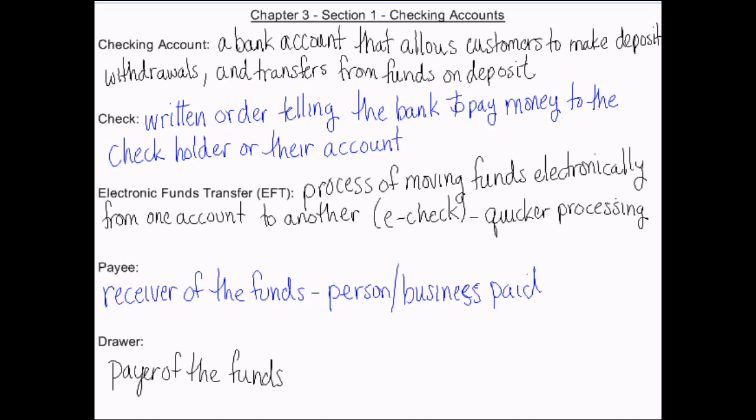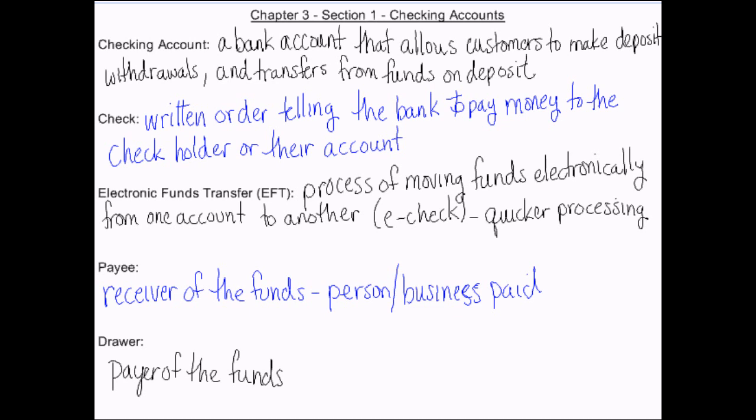Electronic funds transfer is the process of moving funds electronically from one account to another. It's also known as an e-check. This is not the same thing as using your debit card or your ATM card to transfer money. This is an electronic check. So if you used a bank account with bill pay and you order the bank to pay your electric bill out of your account, that would be an electronic check. So it's a little bit different than a debit card, and it's processed a little bit differently.